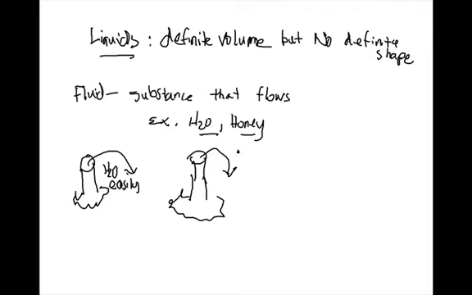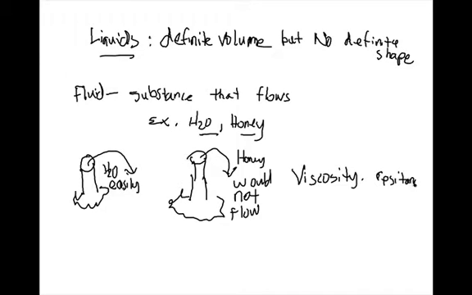and the honey would not flow easily. And so we give this a fancy term called viscosity. Viscosity is ultimately the resistance to flow. Before we said that a fluid is a substance that flows, so now we're saying that viscosity is a resistance to flow. We'd say that honey has a higher viscosity, or a greater resistance to flowing, versus water.